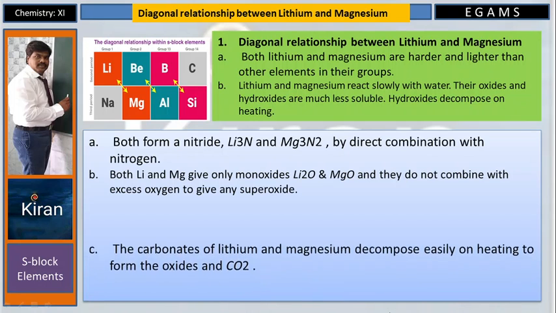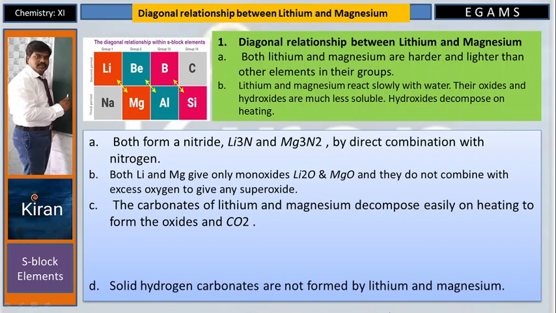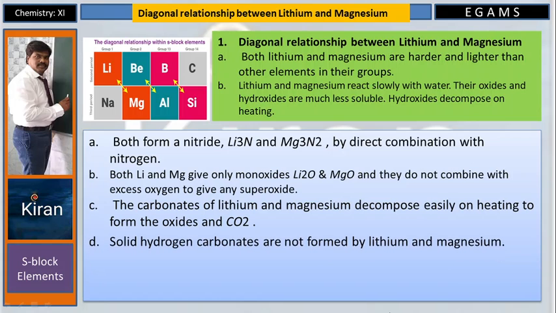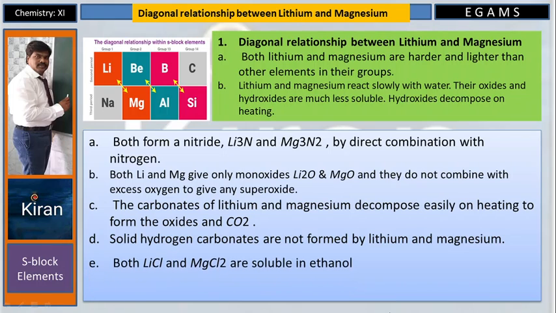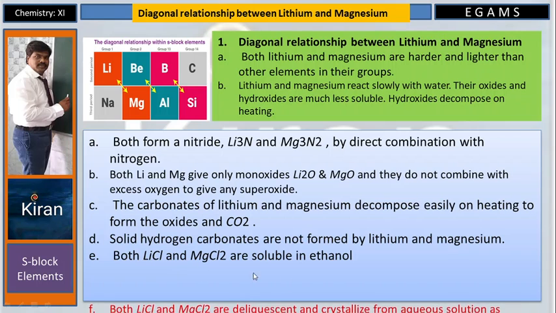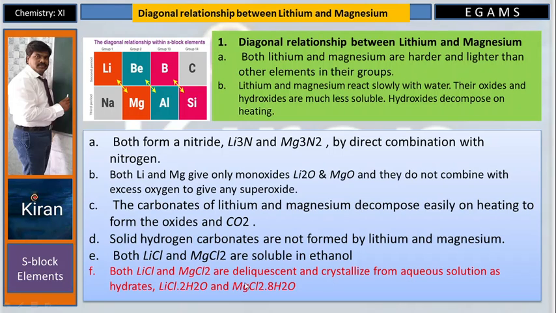The carbonates of lithium and magnesium decompose easily on heating to form the oxides and carbon dioxide. Solid hydrogen carbonates are not formed by lithium and magnesium. Both lithium chloride and magnesium chloride are soluble in ethanol because of their covalent character. Both are deliquescent and crystallize from aqueous solution as hydrated LiCl·2H2O and MgCl2·8H2O. So these are the important properties related to lithium and magnesium.